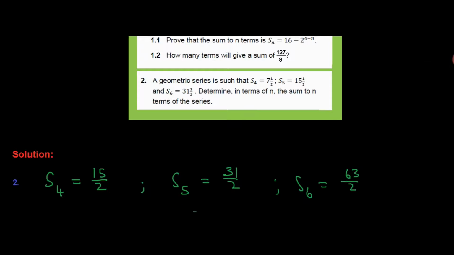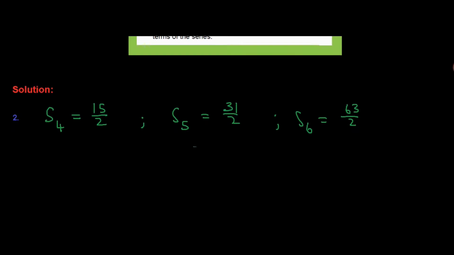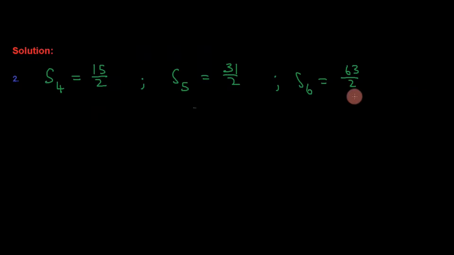We're going to start by writing S sub 4, S sub 5, and S sub 6 as improper fractions. So 2 times 7 plus 1 is 15 over 2. 2 times 15 plus 1 is 31 over 2. And 2 times 31 plus 1 is 63 over 2. Now, in order to write down the general sum, we need the values of a and r. So here they say S sub 4 is 15 over 2, and S sub 5 is 31 over 2.